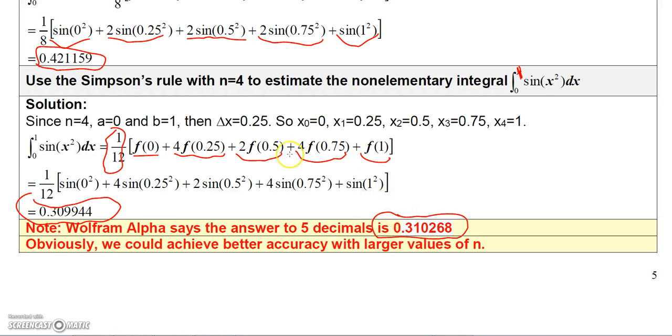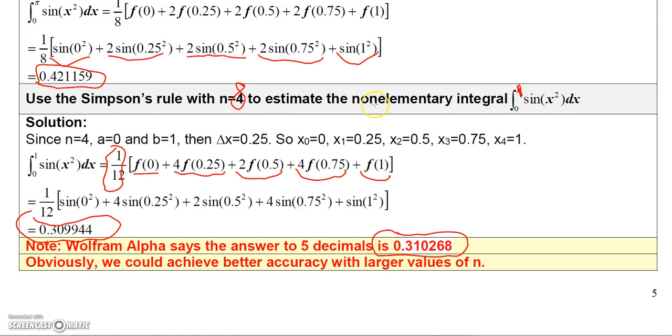Now, Wolfram Alpha actually says the answer for that is 0.310268. So I'm not as accurate as I was on the previous example with Simpson's rule, but if I wanted to be more accurate, I could make n be 8. Now it would take longer for me to do the math, but I would get a more accurate value.